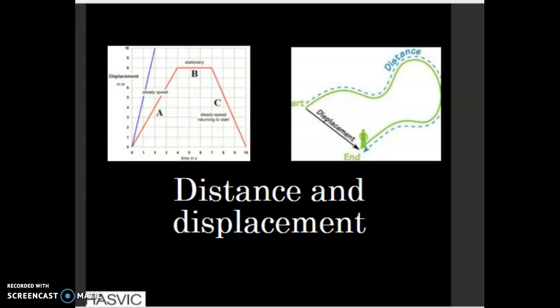These can also be shown on the graph above. As you can see, in part A the person is moving at a steady speed, moving 8 meters in 4 seconds. The straight line in part B then represents the person being stationary and not moving forwards until 7 seconds, where they return to the start at a steady speed. This is the distance time graph.